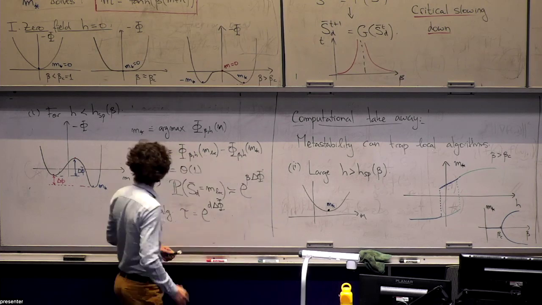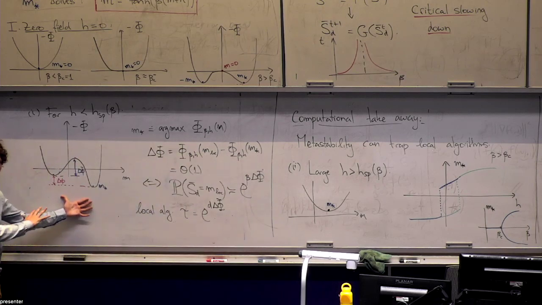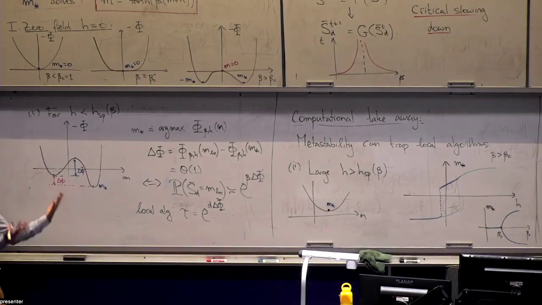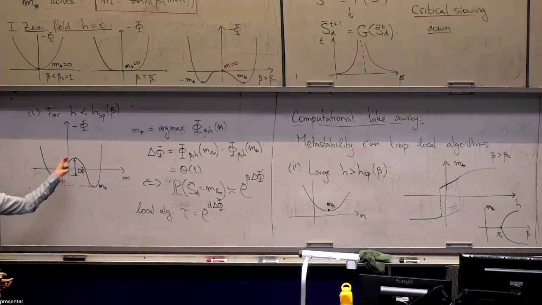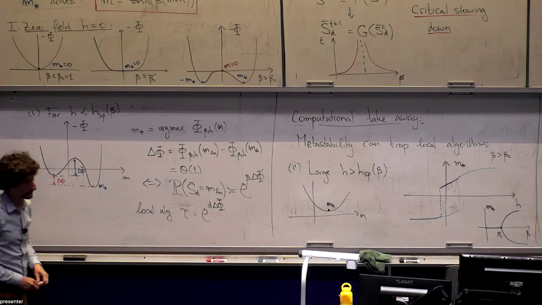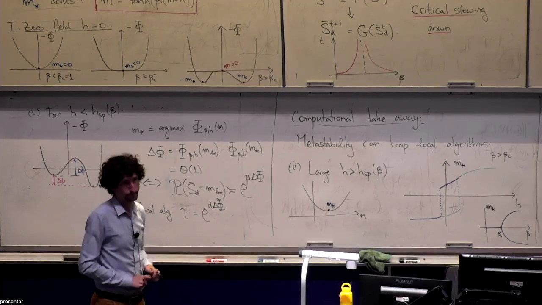And essentially, this gives you a way of thinking about the relationship between the large deviation principle and the algorithm. If you knew this potential, you would find a way of finding the optimal cooling.